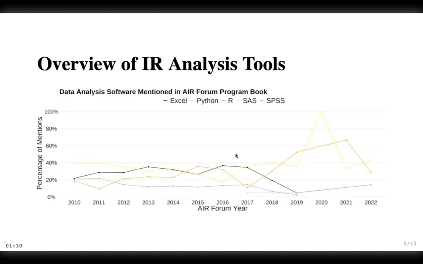Let's look at R and SAS, which are the orange and yellow lines. They seem to be consistently very popular during the 10 years. R has been mentioned and kept being mentioned in session titles and abstracts in recent years as well, especially since 2017. We can see a boom of sessions mentioning R.